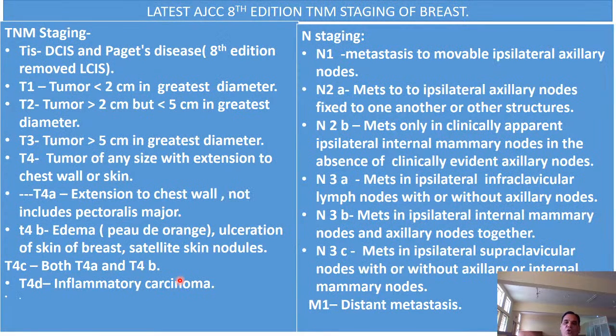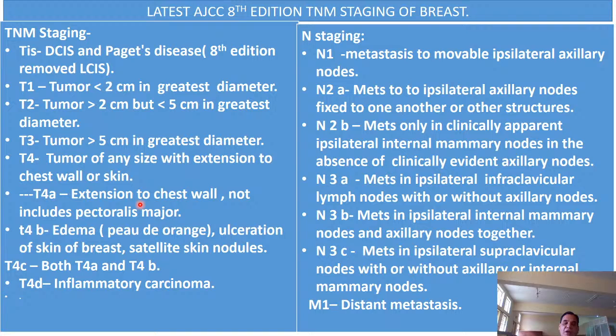Okay. Now we go to the latest AJCC 8th edition TNM staging. If possible, remember TNM staging. Tis, that is DCIS and Paget disease of nipple. 8th edition has removed LCIS. T1 less than 2 centimeter. T2 more than 2 but less than 5. T3 more than 5. T4 tumor of any size with local extension. Extension where? To the chest wall or skin.